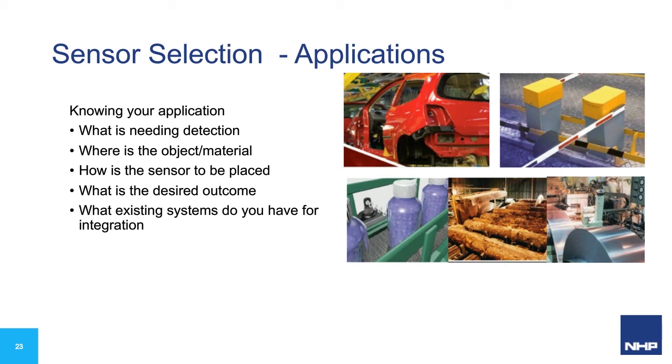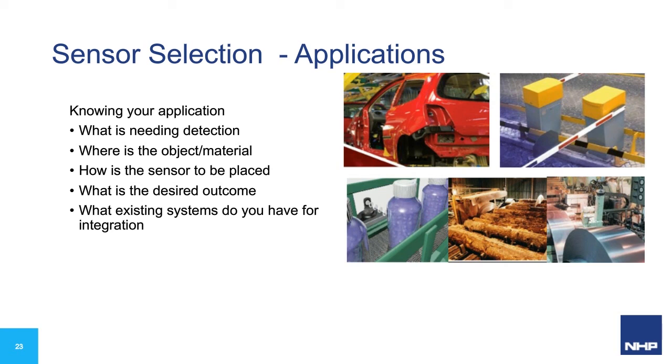What is the desired outcome? So do you want to detect or count an object? Do you want a distance measurement? Or do you want more data out of your sensor? And then also, what existing systems do you have for integration? So can you just use a simple relay output or discrete transistor output? Do you need analog outputs? Or again, do you need or want more data from your sensor?